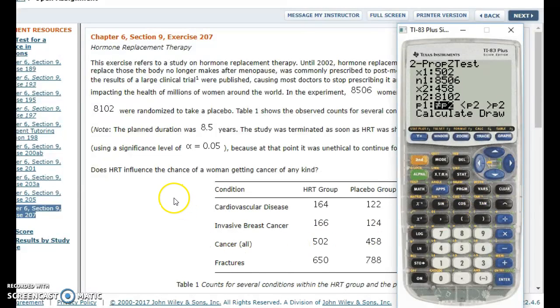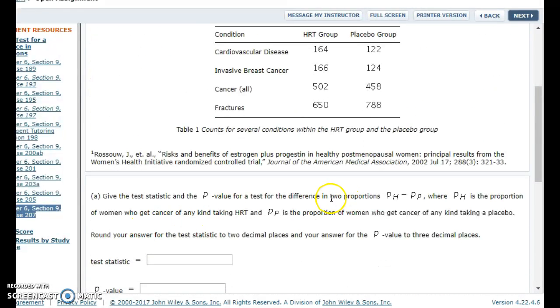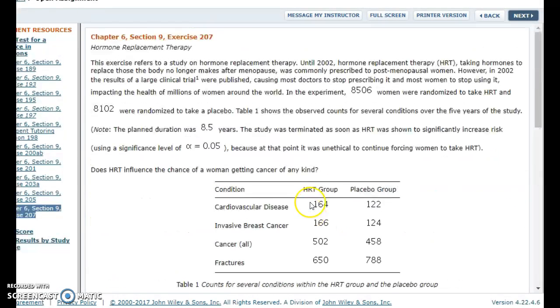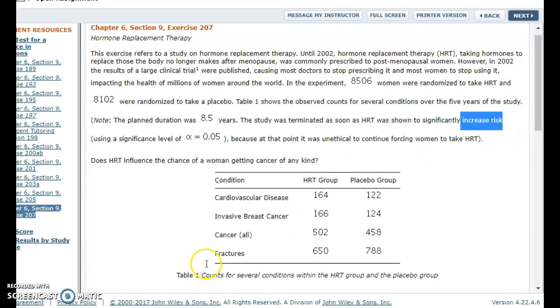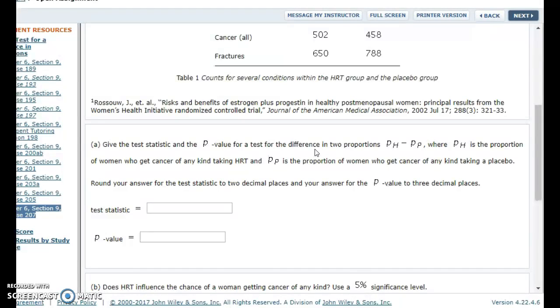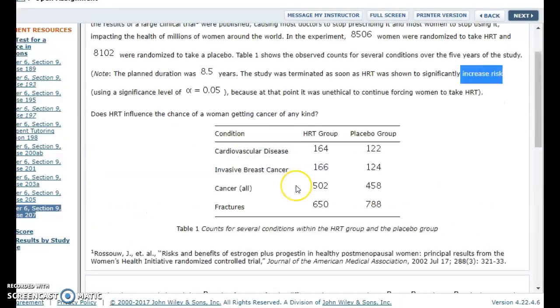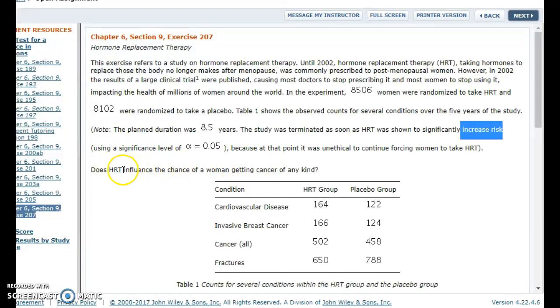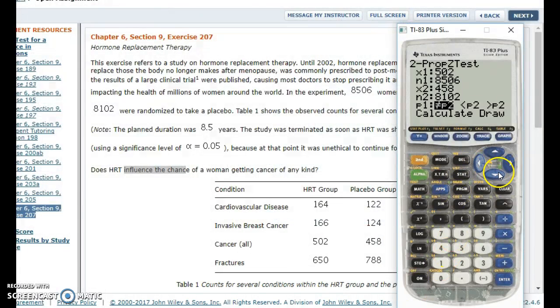Okay, so we need to know which way do we go? Do we go two-tail, one tail, left, right? Which one do we want? So we come down here. Is there a difference? All they want to know is a difference? I thought they were shown to significantly increase risk. I'm going to go for the difference of two proportions. Yeah, I'm going for the right. I think that this group was bigger than the other group. So I'm going to make it a right tail test.